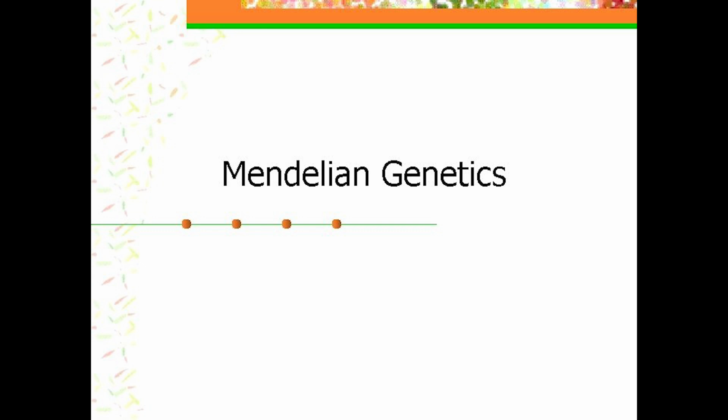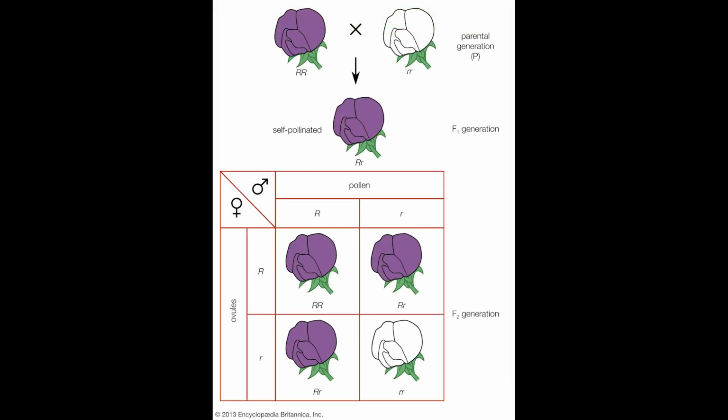The law of independent assortment states that genes for different traits are inherited independently of each other. For example, the inheritance of seed shape is independent of the inheritance of seed color. This principle applies to genes located on different chromosomes or those far apart on the same chromosome.